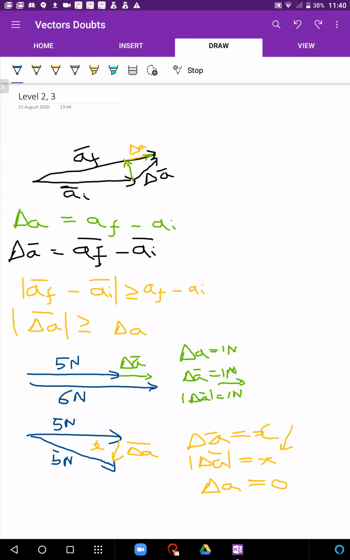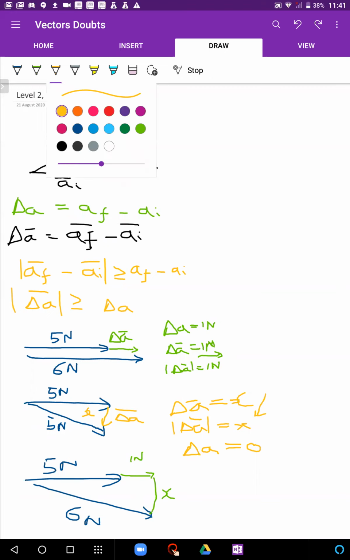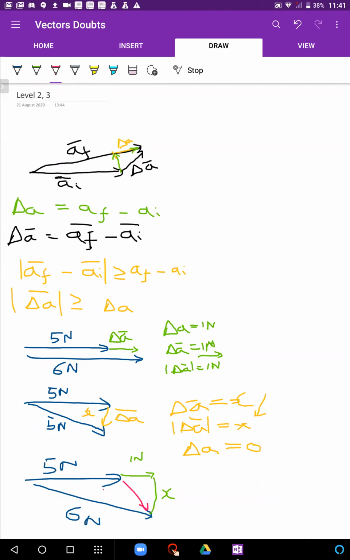Okay, so final drawing, thanks for being patient. Final drawing would look like this. अगर मैं इसको घुमा रहा हूँ, ये 5 न्यूटन को घुमा के मैंने ऐसा 6 न्यूटन कर दिया. Okay, so two things are happening. One is I can say कि मैंने पहले उसका साइज बढ़ाया 1 न्यूटन से, फिर मैंने उसको घुमाया, मान लो x से. So what is my change in the vector? It's this amount. This is delta a bar. This is my change in the entire vector.